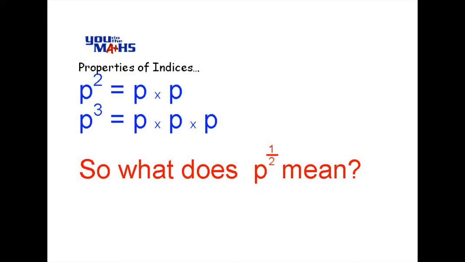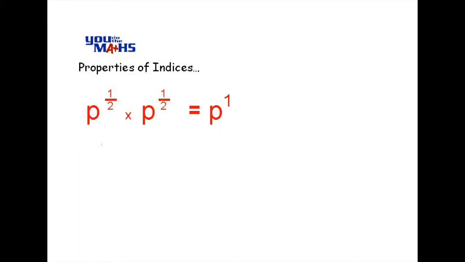We know that when you've got a common base you add the indices. So in this case p is the common base and a half plus a half is equal to 1. So that statement's a fact. We also know that the square root of a number multiplied by the same square root equals the original number. For example, try it with 9. The square root of 9 is 3. 3 multiplied by 3 gets you back to 9.